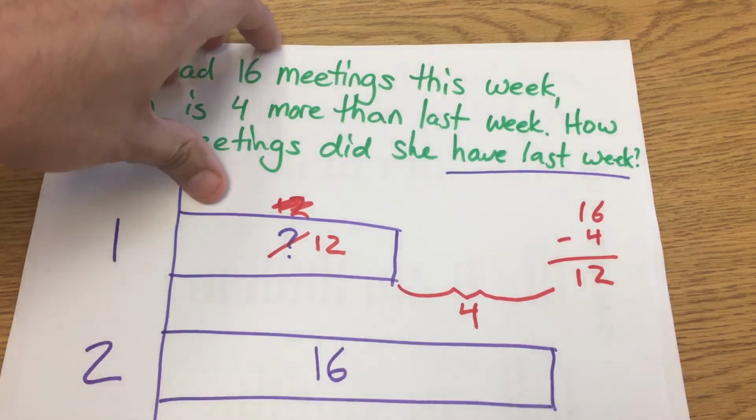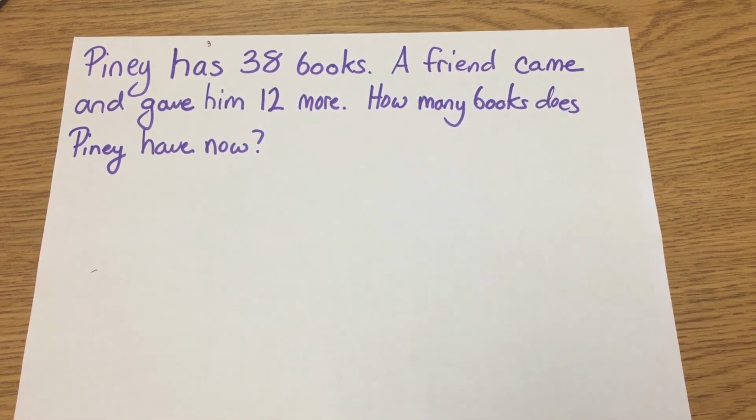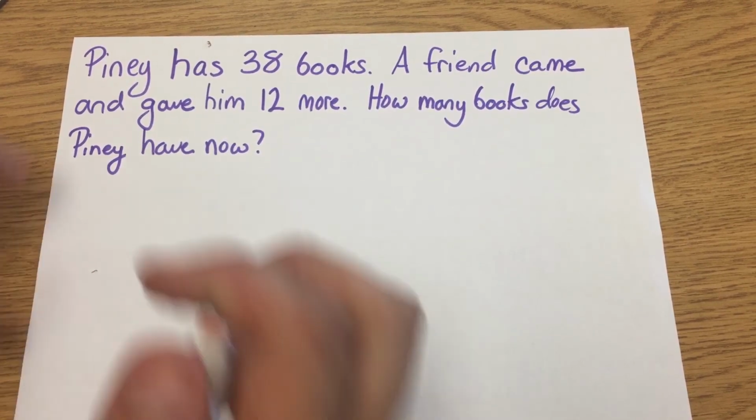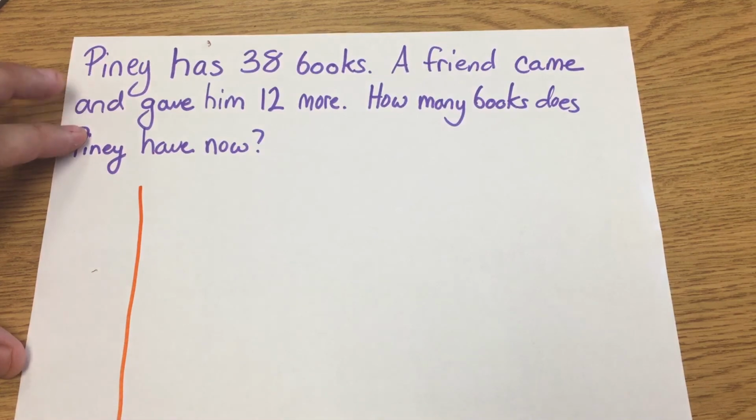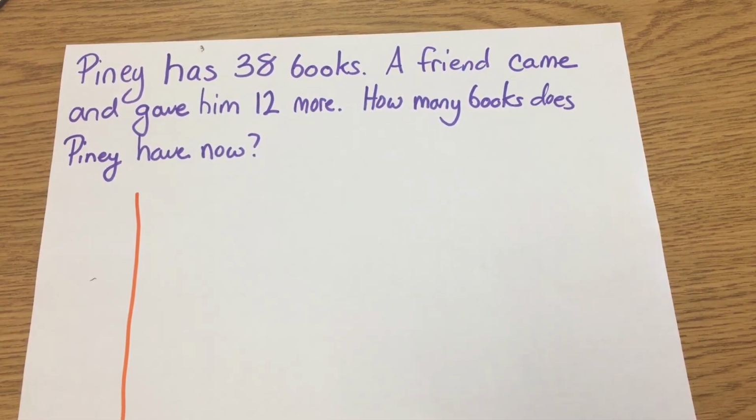Let's take a look at one final problem. Piney has 38 books. A friend came and gave him 12 more. How many books does Piney have now? So once again, we're starting off here with our vertical line. And now I'm going to show you a few different ways that you could solve this one.